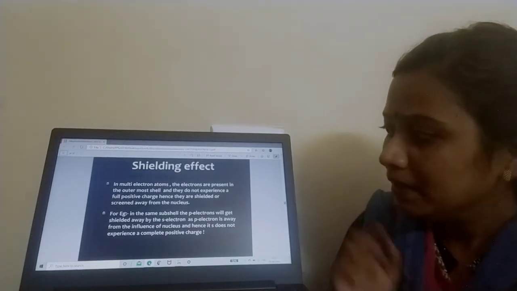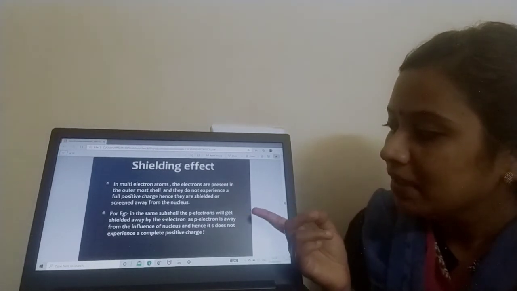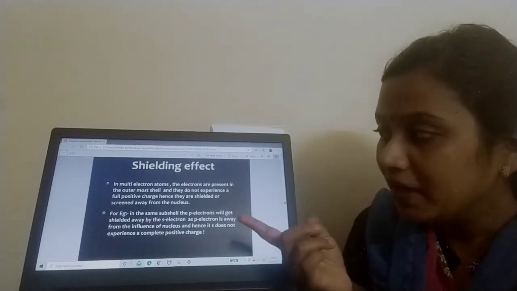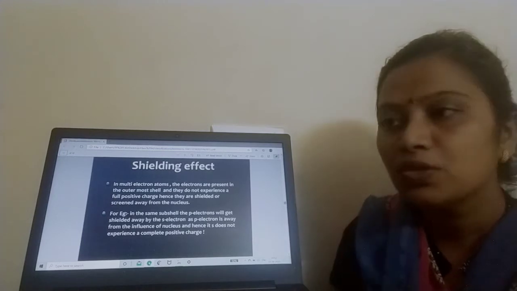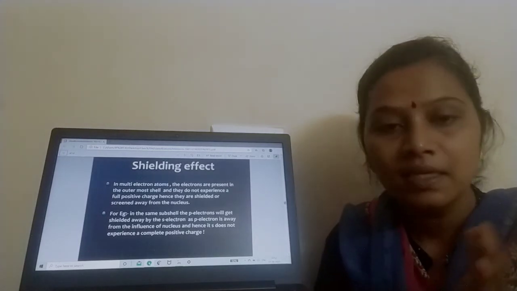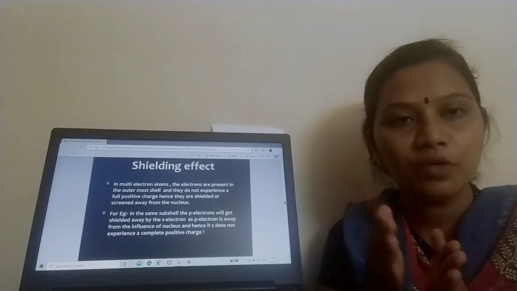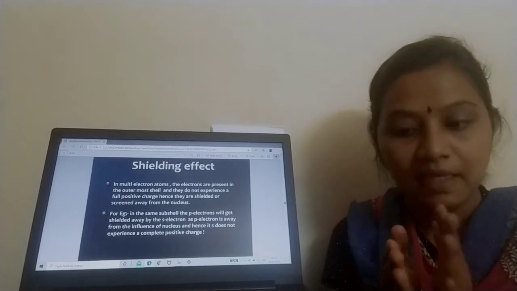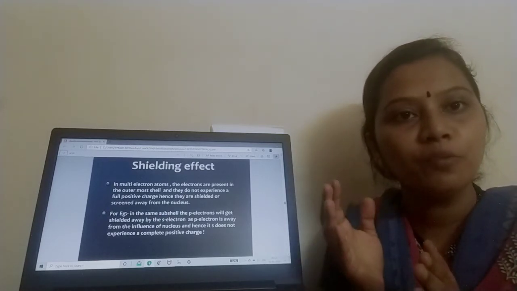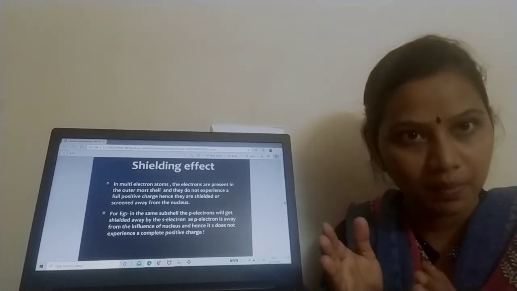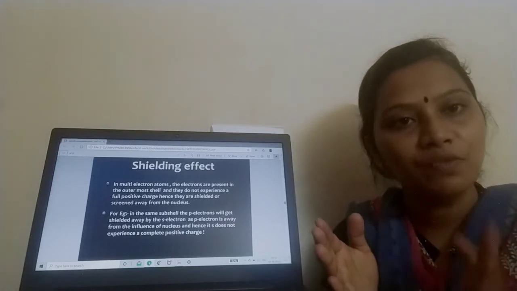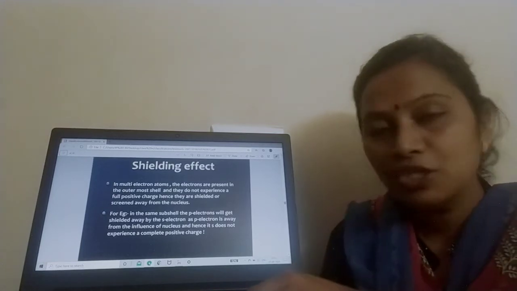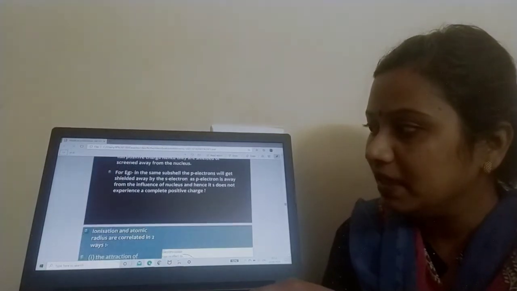For example, p electrons will get shielded by the s electron, because the p electron is away from the influence of the nucleus, so it is not experiencing the complete positive charge. Since s is there, the amount of positive charge experienced by p is less because the intervening electron here is s. Similarly, for the d electron, the amount of positive charge experienced by the d orbital will be less. Why? Because it is intervened by the s orbital electron and the p orbital electron. This is called the shielding effect, otherwise called the screening effect.